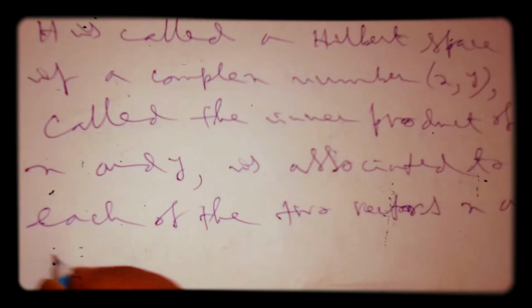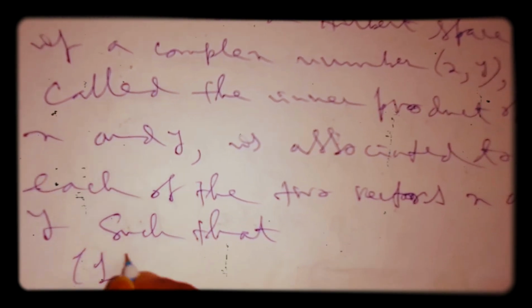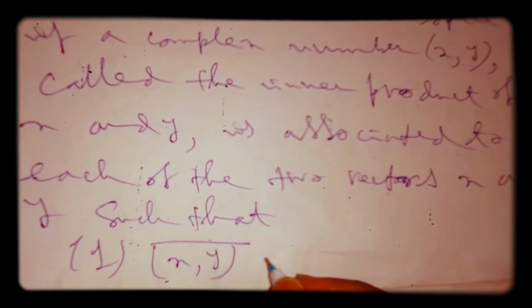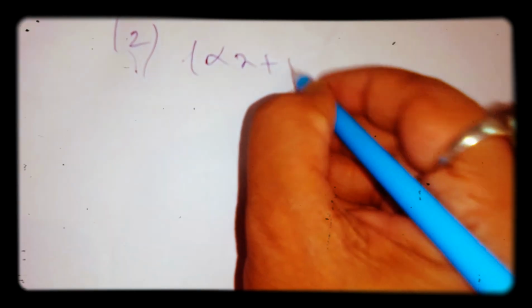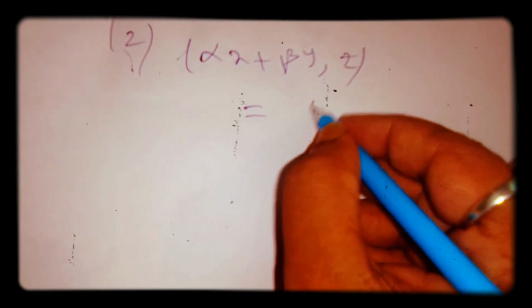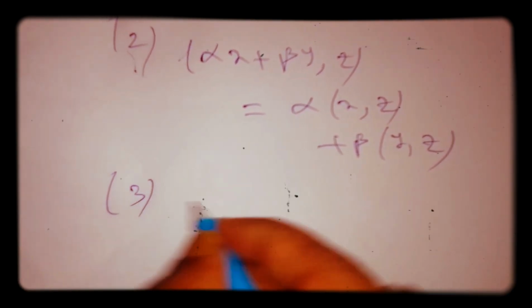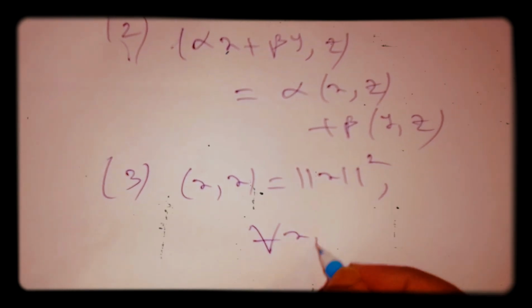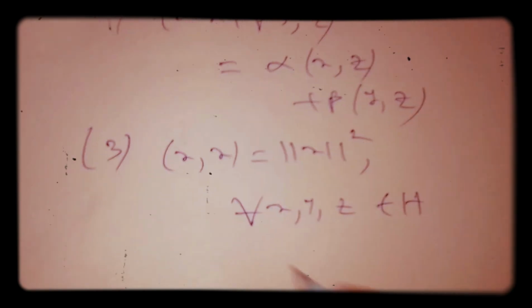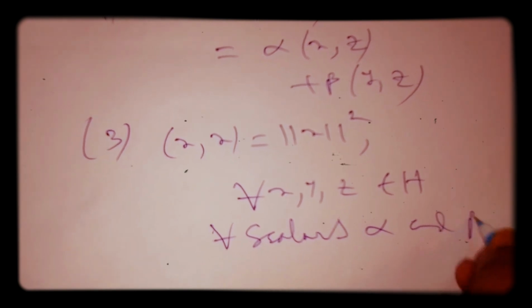such that these three criteria hold. First, the conjugate of x dot y equals y dot x. Second, alpha x plus beta y dot z equals alpha times x dot z plus beta times y dot z. Third, x dot x is the norm of x squared. These hold for all x, y, z belonging to H, and for all scalars alpha and beta.